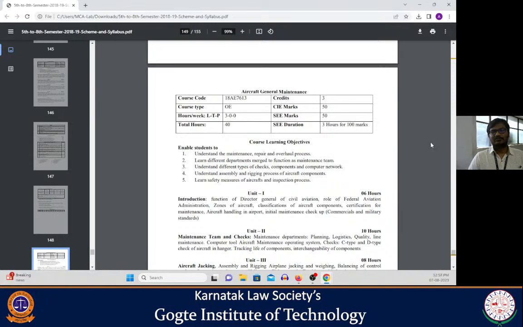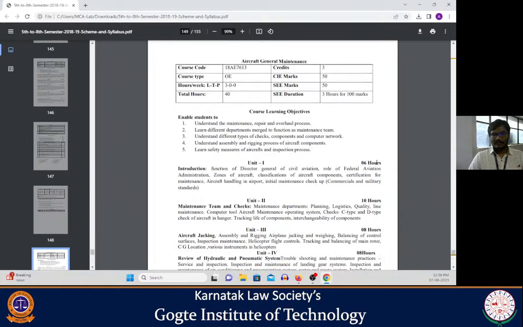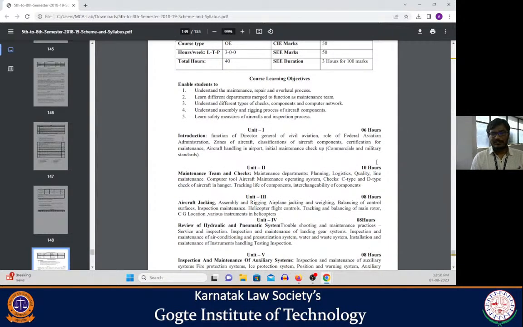Just coming to course content. Here, if you have a total of 5 units, the first unit is related to introduction. Okay, there is some authority for everything, right? Like that, we have already discussed. In India, we have the Director General of Civil Aviation. This is the authority for the aviation sector.